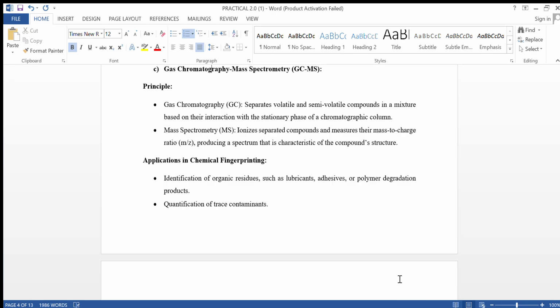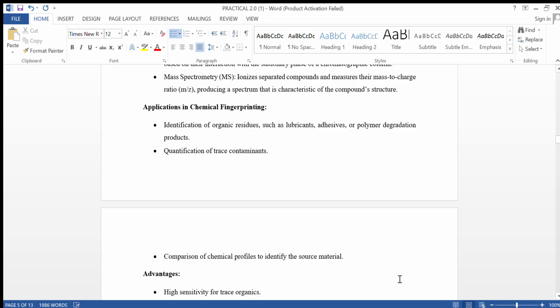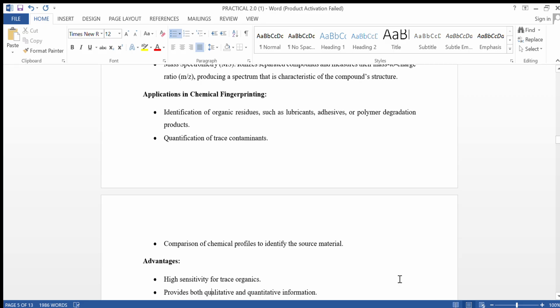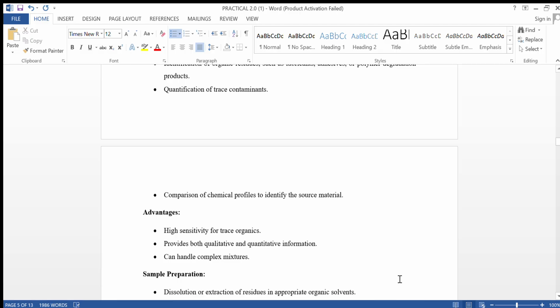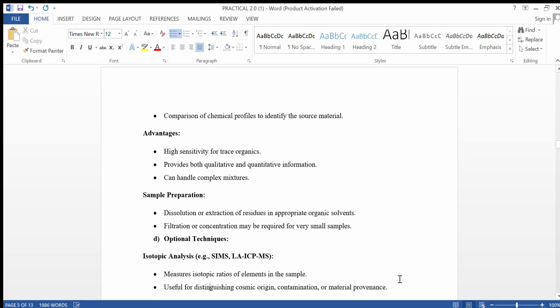Application in chemical fingerprinting: identification of organic residues such as lubricants, adhesives, or polymer degradation products, quantification of trace contaminants, and comparison of chemical profiles to identify the source materials. Advantages are high sensitivity for trace organics, providing both qualitative and quantitative information, and the ability to handle complex mixtures. Sample preparation: dissolution or extraction of residues in appropriate organic solvents. Filtration or concentration may be required for very small samples.